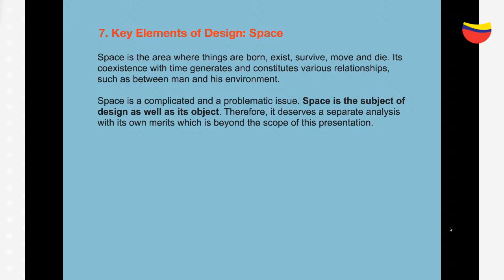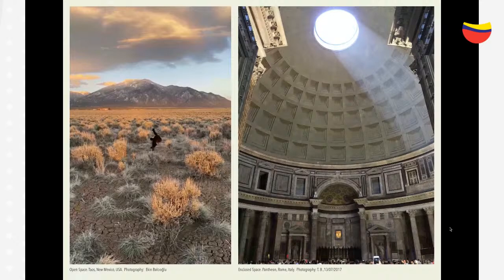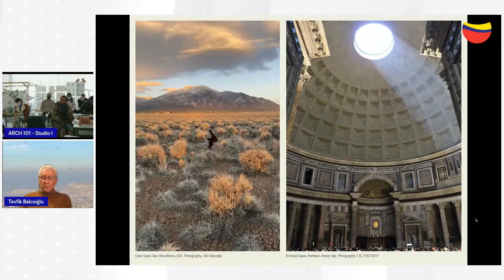Here, for instance, you see two contradictory environments. One is from America, New Mexico. It's an open space. And the other one is entirely different, an enclosed space from Roman times, in Rome, actually, in the Pantheon. You see the scale, how big it is. These are the heads of the people. And you see an iPhone here. Very funny. Someone is taking a picture of the opening here. Okay.